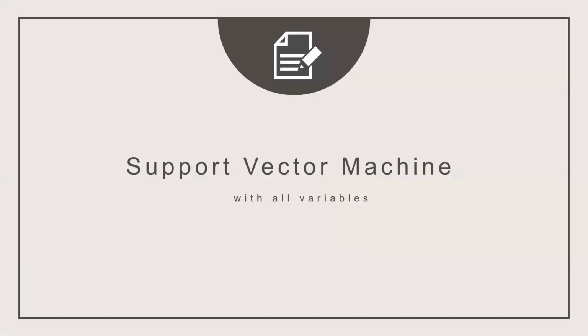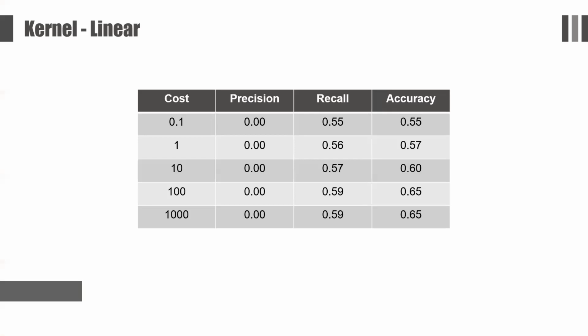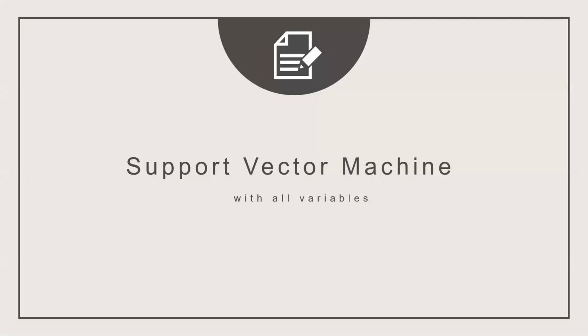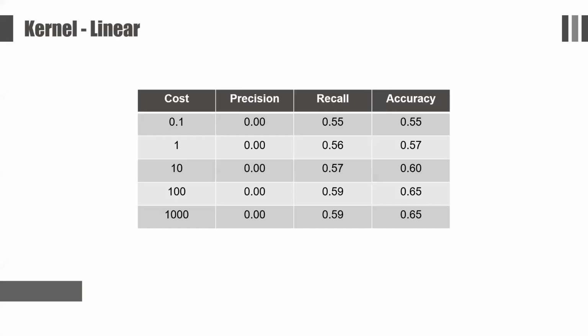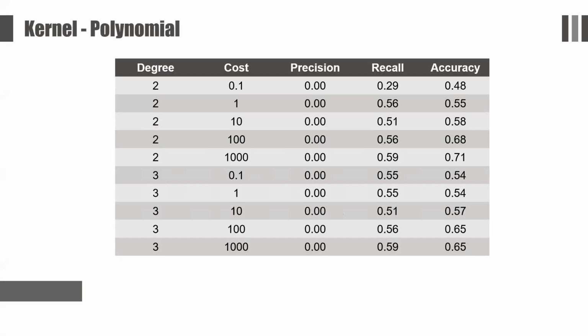We first performed the support vector machine model with all variables. We have trained different SVM models with different kernels and parameters. In the linear kernel, we use 5 different parameters to find the best model. Unfortunately, we found that all the models have 0 precision in this kernel. This may be due to the small testing set.